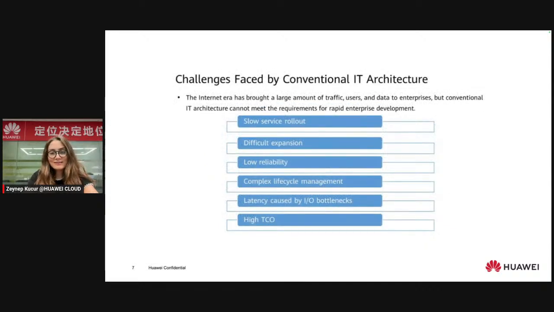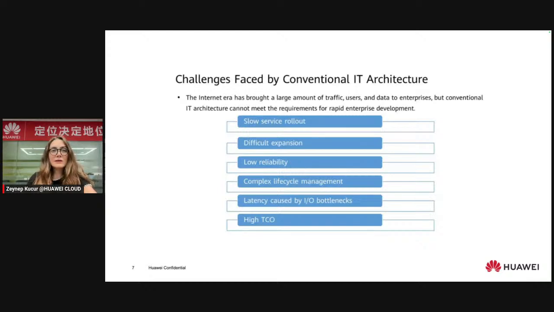As I mentioned, the growing popularity of the internet brings a large amount of traffic, users, and data to enterprises. To keep up with the rapidly developing businesses, enterprises need to continuously purchase traditional IT devices. Therefore, the disadvantages of traditional devices gradually emerge.